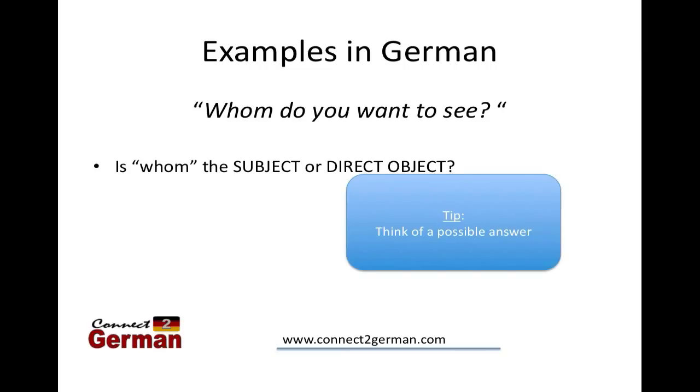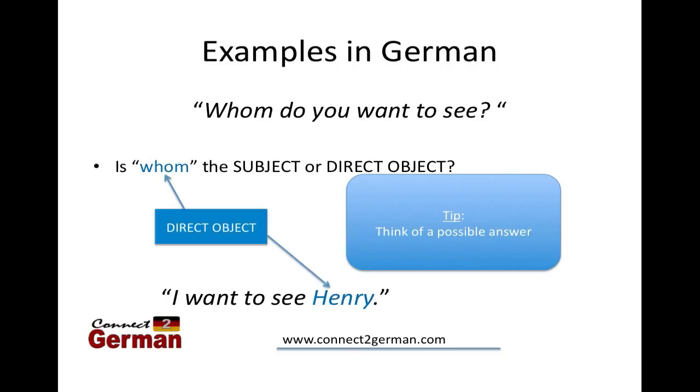All right. Let's think of our possible answer to that question. I want to see Henry. Now think about Henry, that new information. What role does it fill? Well, it's the direct object. It's not the subject. The subject is I. So we need to make sure that our question word parallels the direct object form.